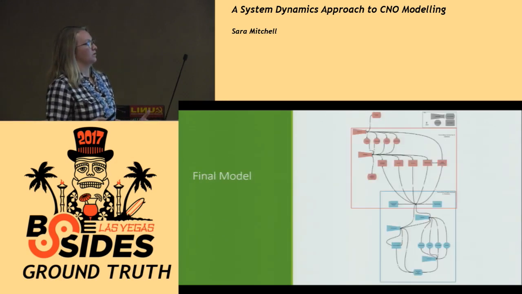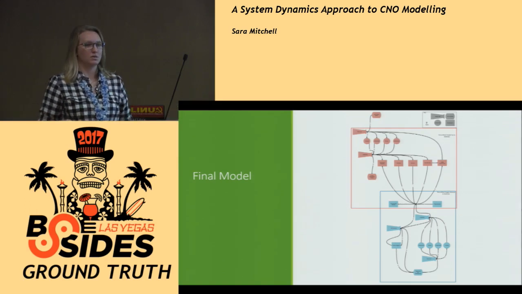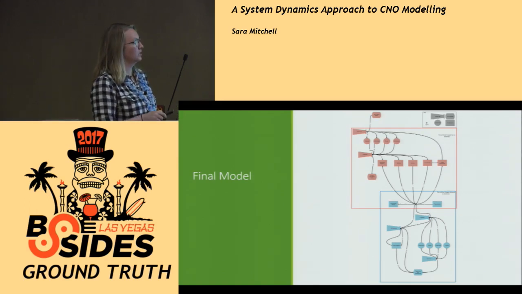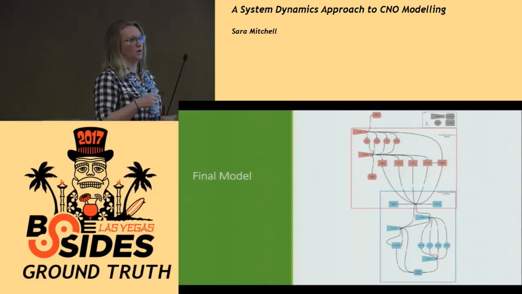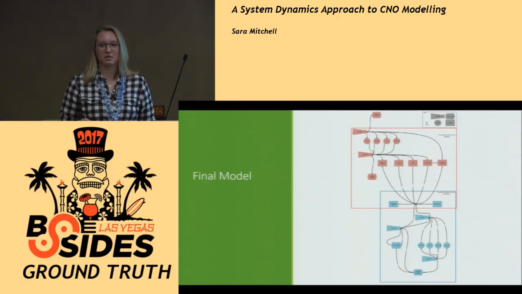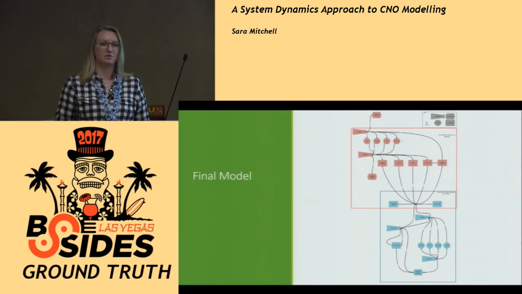And so the final model looks like this. I know it's hard to fit all in one slide, but basically the red box is the feedback loop of the adversary, and the blue box is the feedback loop of the target or the defenders. And you can see that they interact right here at this middle point, the thing that they're all trying to impact is clean machines and compromised machines. Obviously, the target wants to keep their clean machines clean, and the adversary wants to compromise the clean machines.